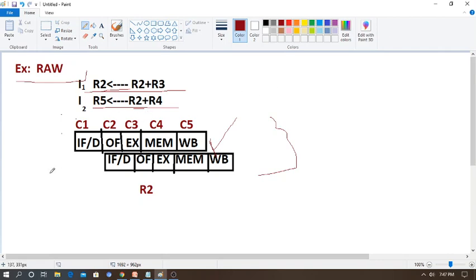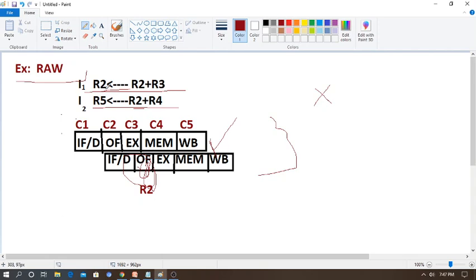But in the pipeline, what happened? In I2, the second instruction also wants to access this. Whenever it comes to this stage, it wants to access the result of R2 here. So what will happen? The conflict arises. It gives the wrong result. So whenever this happens in read after write, it will give the wrong answer.